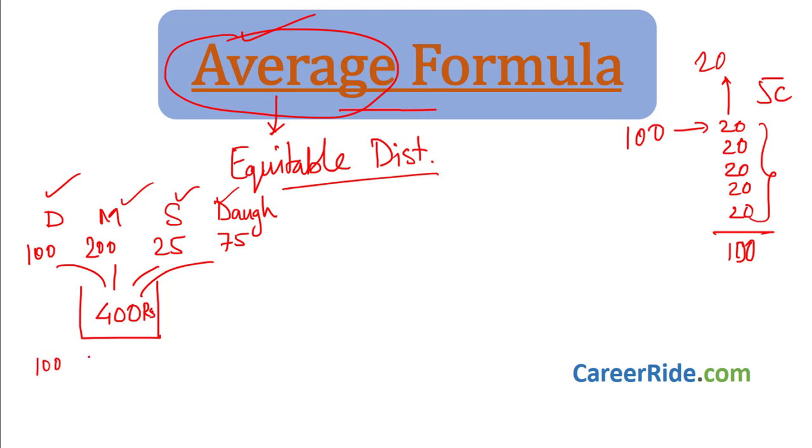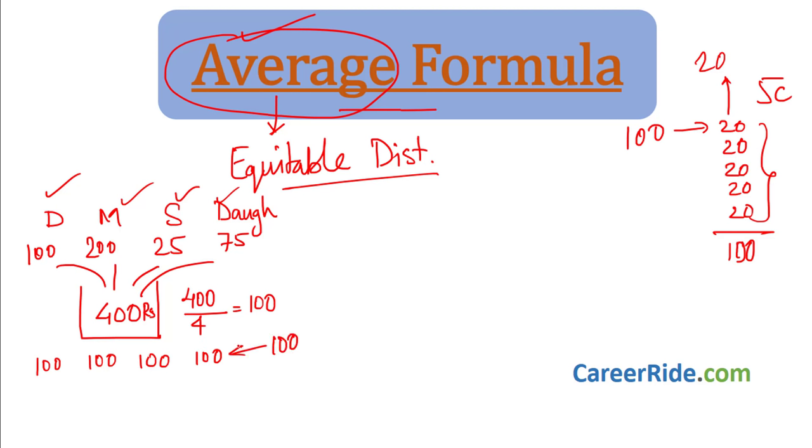Dad will get 100 rupees, mother will get 100 rupees, because that would be nothing but 400 divided by 4. 400 is the total amount of money with all the 4, and 4 is nothing but the total number of family members. So 100 rupees each, so each one must get 100 rupees. So the son gets 100 rupees, the daughter gets 100 rupees. All 4 of them have received an equal amount, 100 rupees. So this is nothing but average. The average amount with each person would be 100.